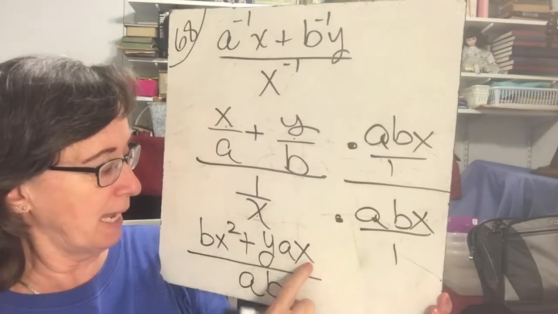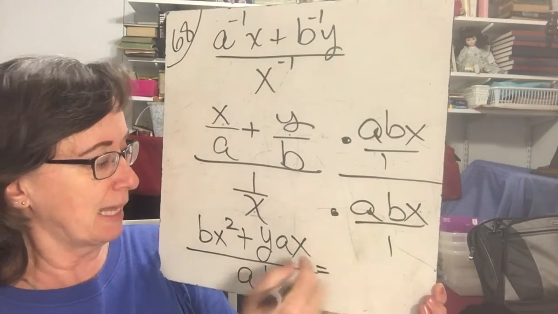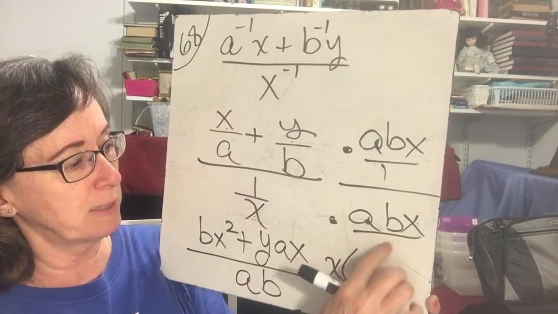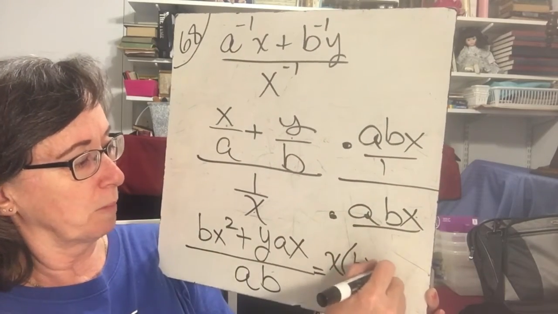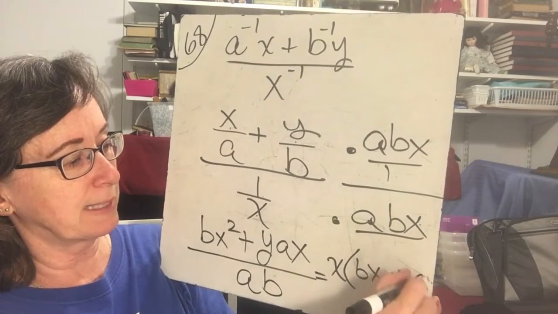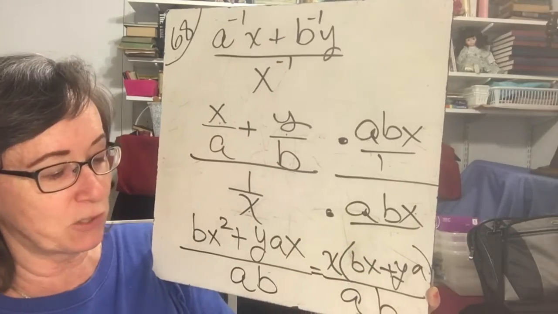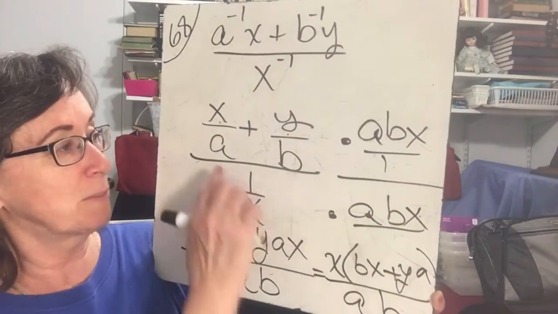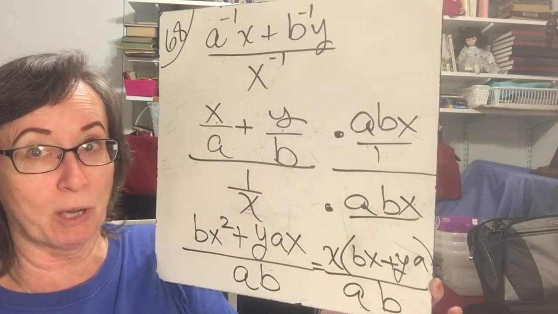But since we have an x and an x squared, what your book does is they pull an x to the front and they write it as x times bx plus ya, because we pulled the x out, divided by ab. That is the answer that your book is giving you. And we got there just by multiplying both the top and the bottom by abx, the product, abx.